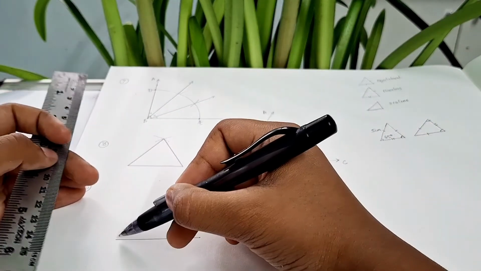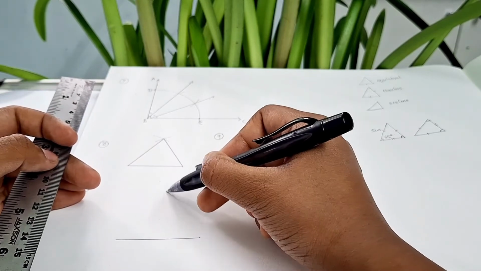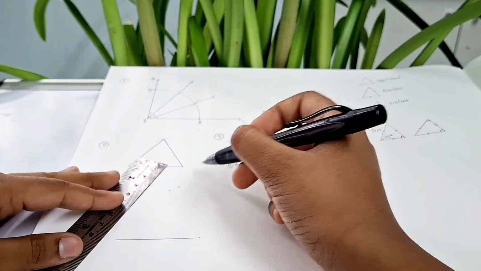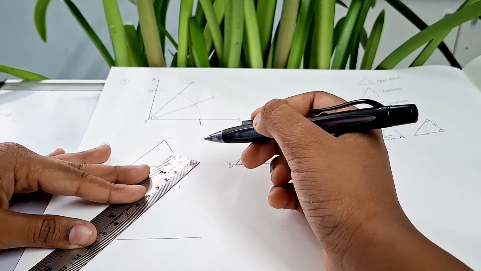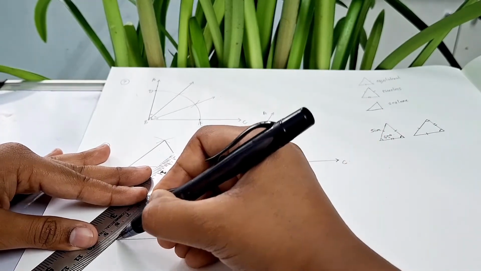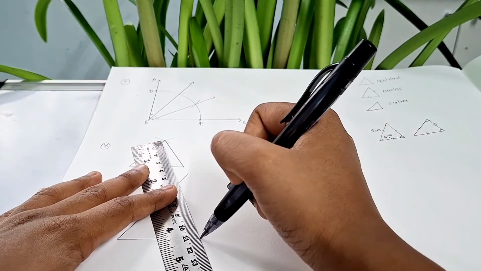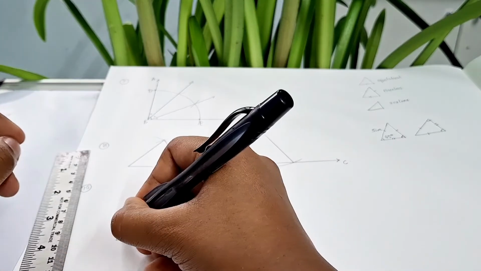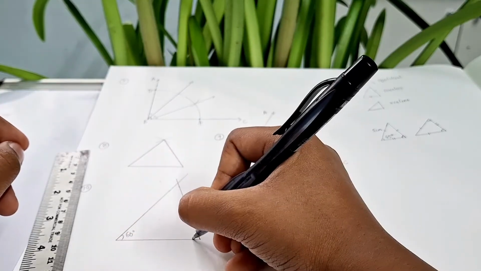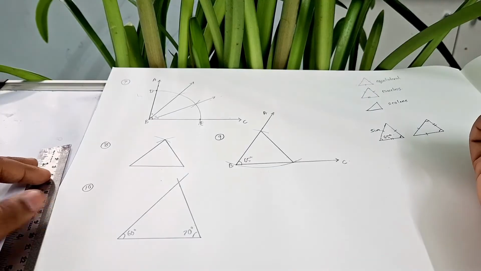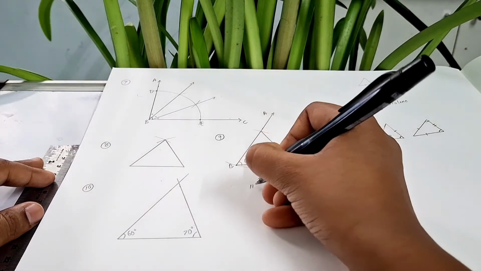To avoid confusion of joining the lines to the wrong markings, you can first make one marking and join, and then make another. This is 60 degrees and 70 degrees. Construction number 10 is complete. Moving to construction number 11.